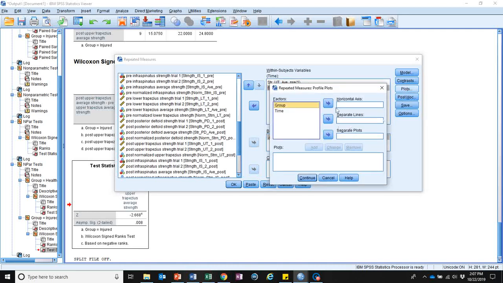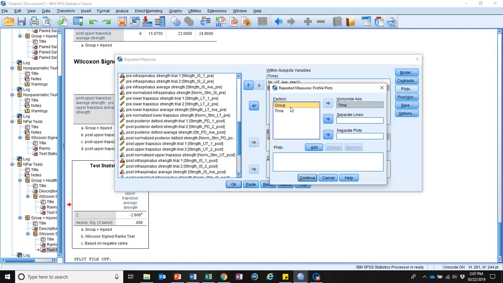So you have 2 separate lines and a horizontal axis. So it makes the most sense to have pre and post as your horizontal axis. That'll be time. And then your 2 groups will be the 2 separate lines. And if there's an interaction, you'd expect them not to be parallel. You'd expect one to go up.